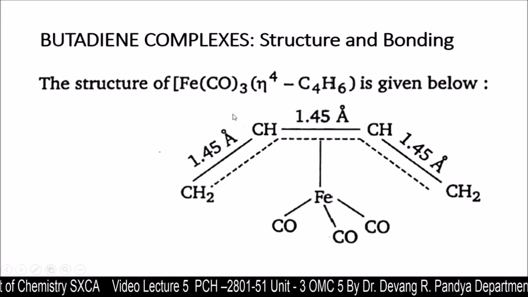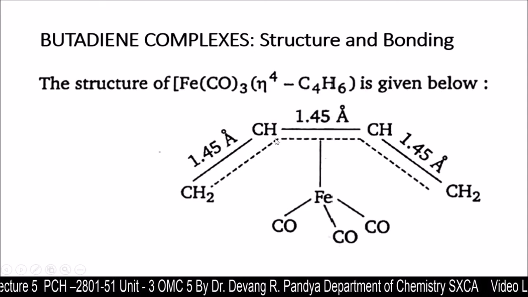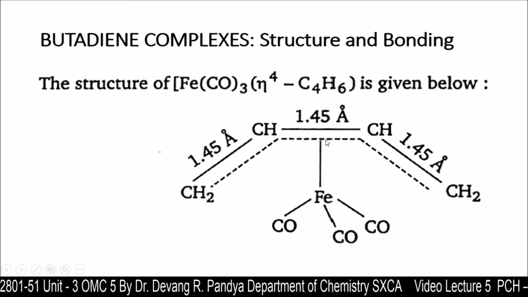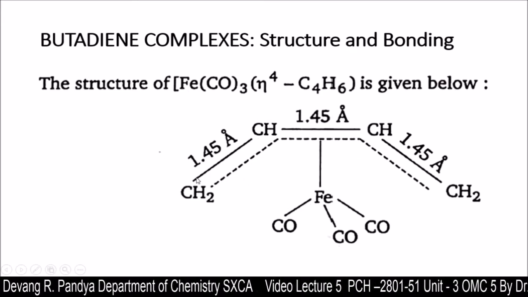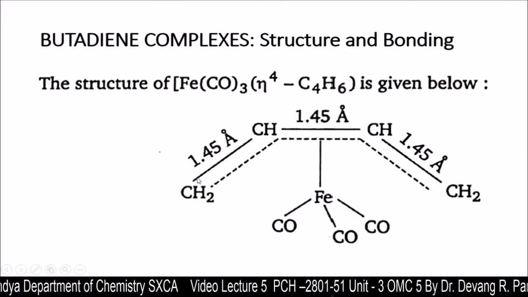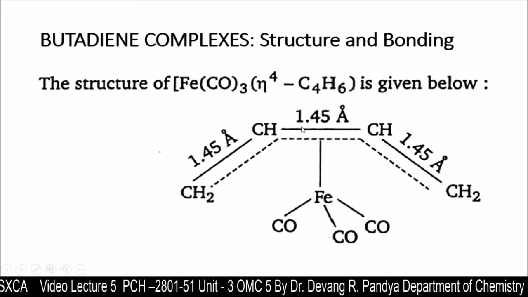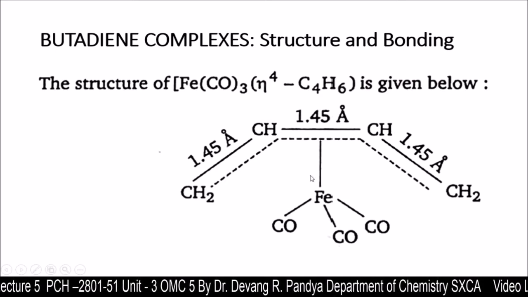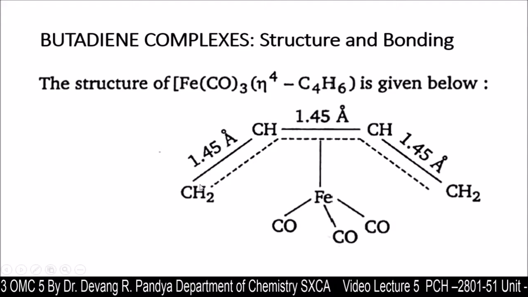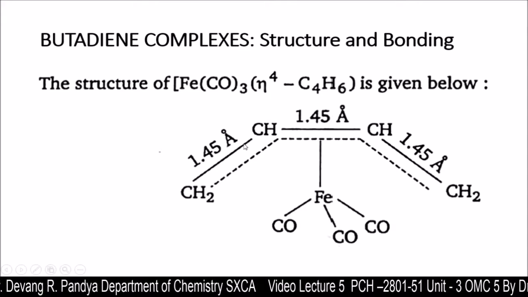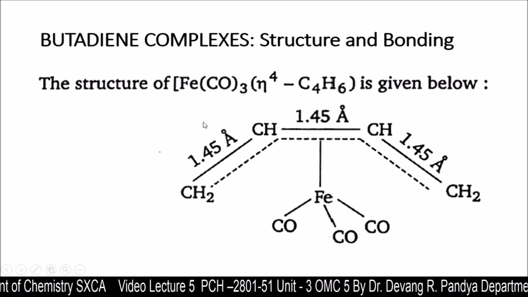The structure of Fe(CO)3(eta 4-C4H6) is given like this. Here you can see the carbon-carbon bond lengths are equidistant on both sides. As we have already discussed in allyl metal complexes, when they form tetrahapto complexes, all the carbons are attached to the iron simultaneously. This dotted line shows that, and as a result, each carbon-carbon bond length is going to be equivalent.